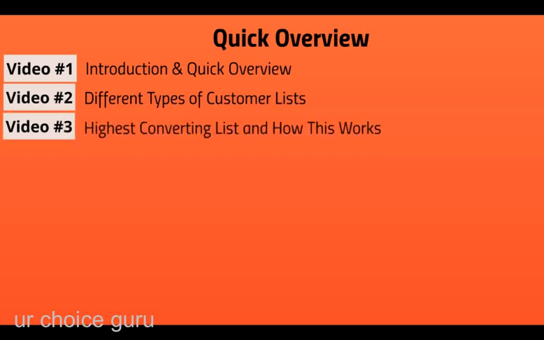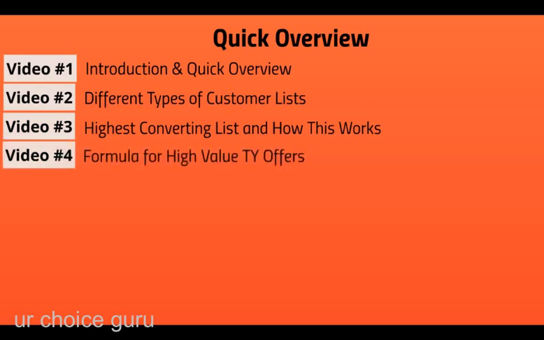Now let's talk about a quick overview of the video course so that you can get a bird's eye view of what's inside. So obviously this is video number 1. In video number 2, we're going to talk about the different types of customer lists. There are actually 2 major types, and I'll talk about that, and we're really going to focus on one particular type. In video number 3, we're going to talk about the highest converting list and how it works. So we're going to basically build upon each other.